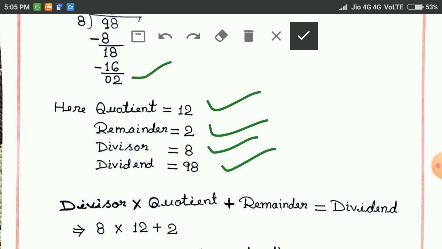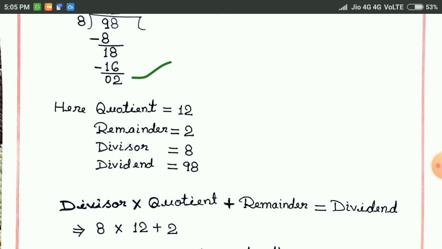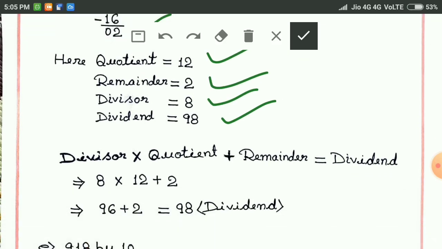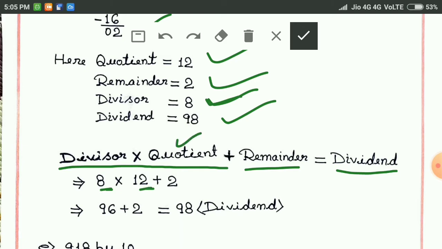How can we check our answer? We write like this: divisor into quotient plus remainder is equal to dividend. That is, divisor is 8. We write here 8. Quotient is 12. We write here 12. Then the remainder is 2. You can see 12 and 8. After multiplying, we get 96.